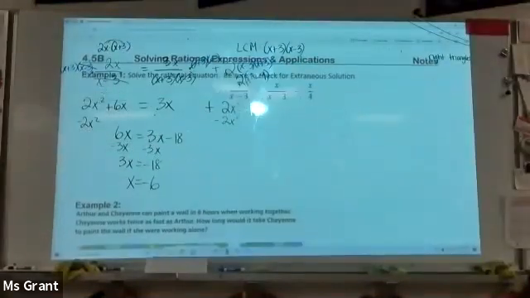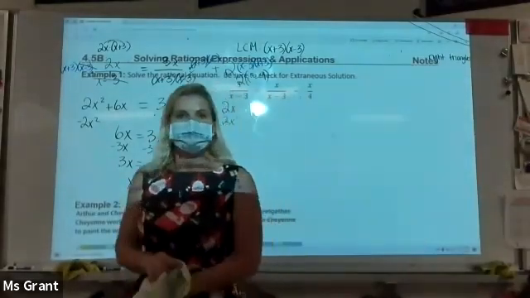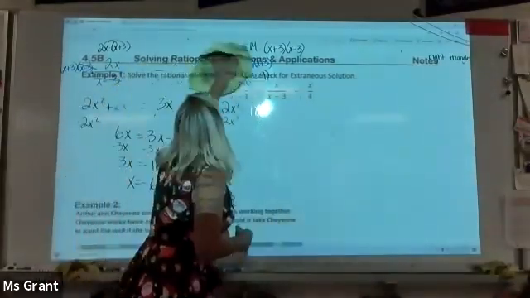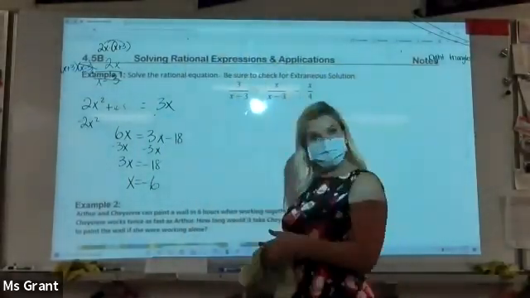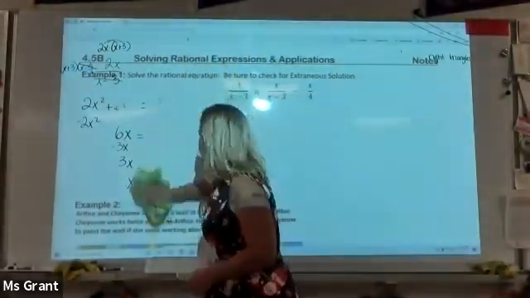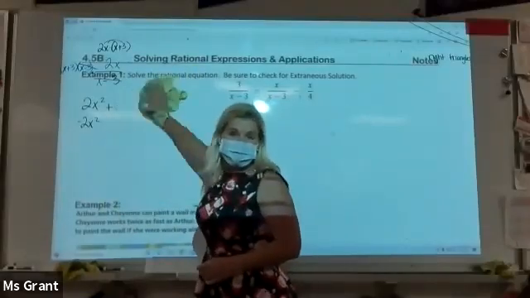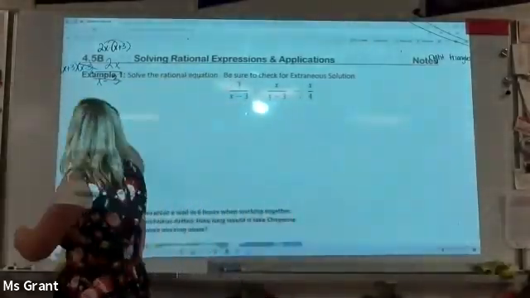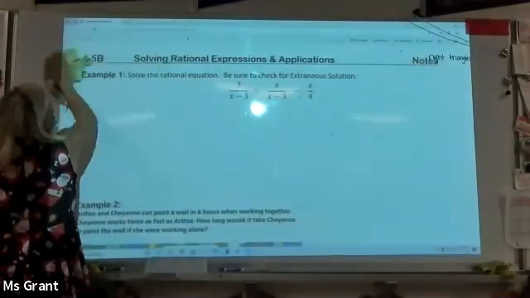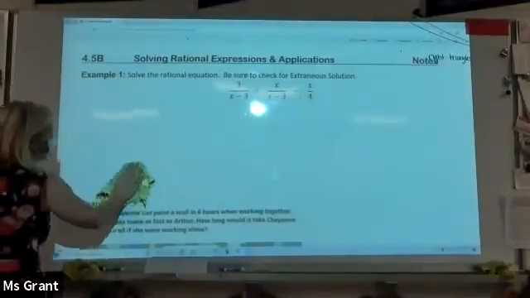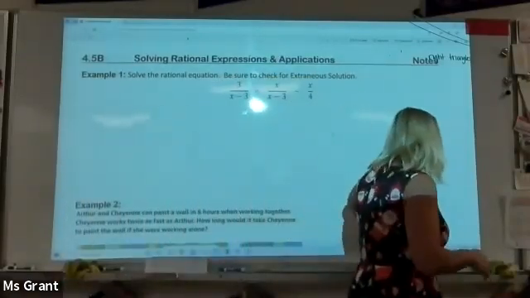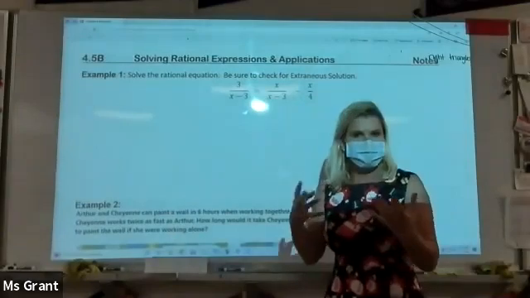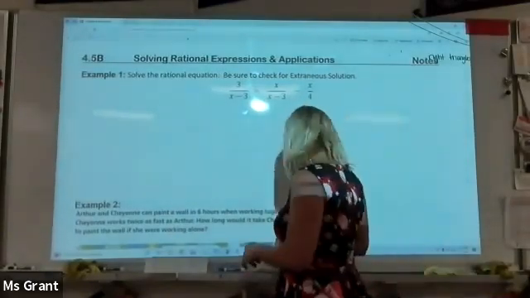We are doing 4.5b. We are reviewing solving rational equations. To solve a rational equation, I need to find the common denominator so I can cancel out the fraction. Then I usually make a trinomial and factor that trinomial. So here we go.